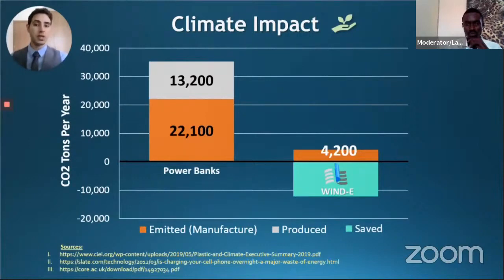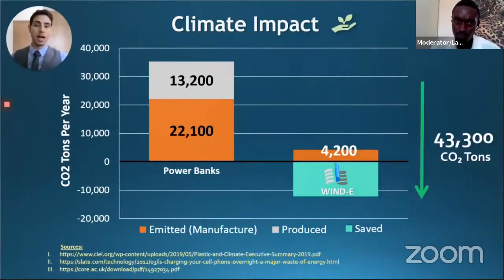Just to mention here that the numbers you see are related to our market of 400,000 people. So, power banks emit more than 22k CO2 tons during their manufacture, and an additional 13k is produced during their usage and charging in 1 year. On the other hand, Windy, which is made of recycled plastic, only emits around 4k CO2 tons during its manufacture, but at the same time, it saves more than 12k carbon dioxide tons due to its self-charging capability. This has a total deduction of around 45k CO2 tons in a year.